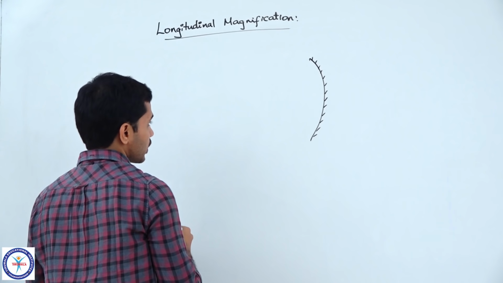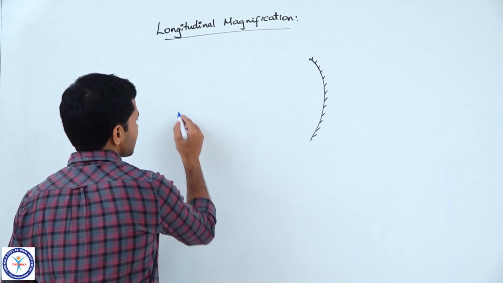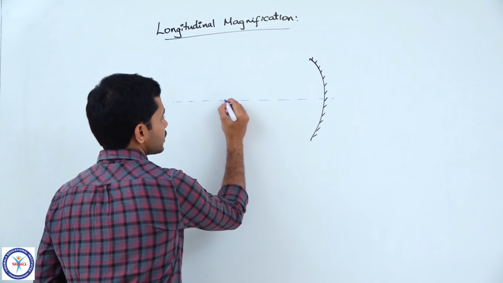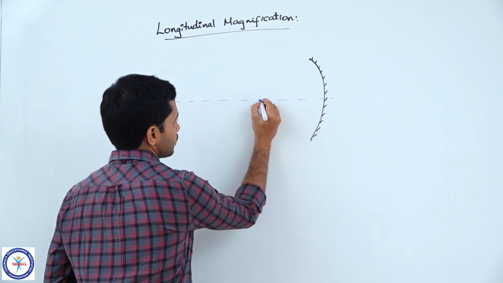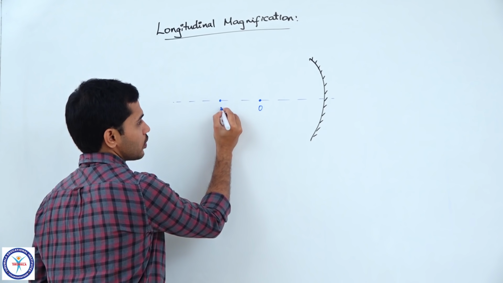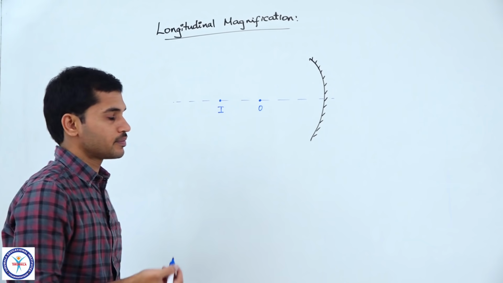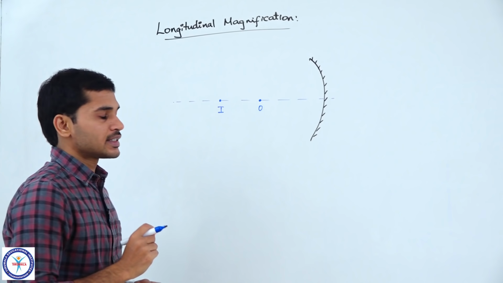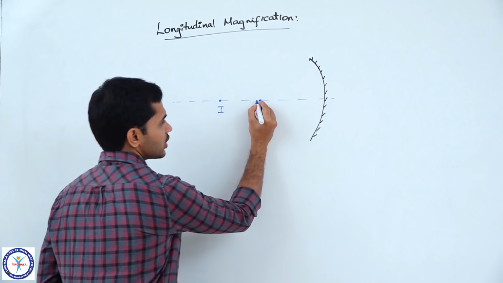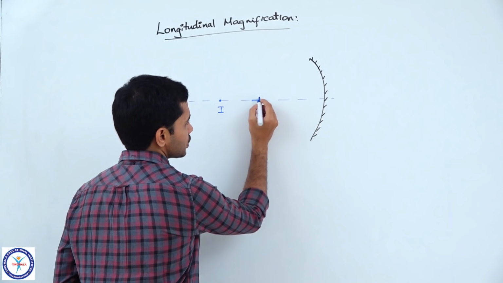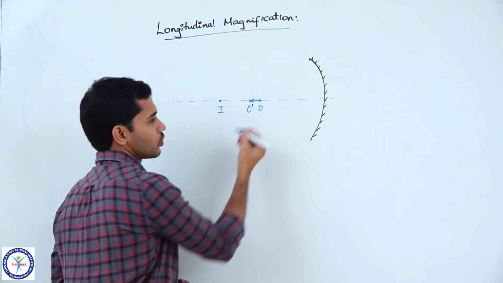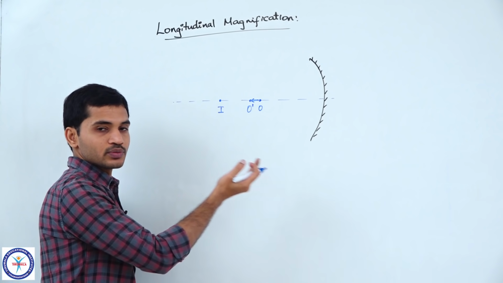So if there is an object which is placed along the principal axis, let us consider a mirror. Let us say there is a point object somewhere over here, O, and the image is over here at I. Now let us consider a scenario where that object moves by a very small distance. Let us say it has moved towards the left and reached this position. Let us call it O dash. So object O has moved to a different position.